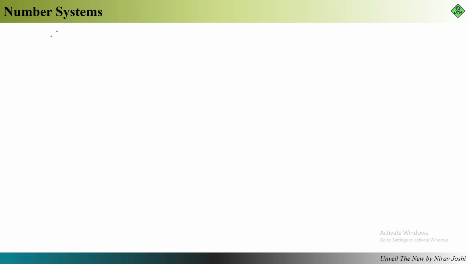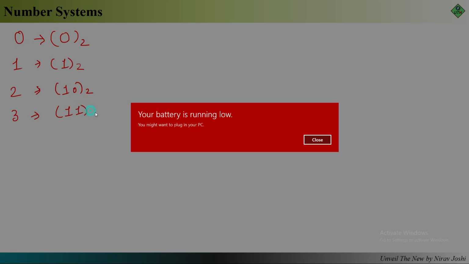So in this video, what we will do is we will make the binary from 0 to 7. Okay. So we know that for 0, the binary is also 0. For 1, the binary is also 1. For 2, we have just seen the binary is 1, 0. For 3 also we have just seen the binary is double 1.